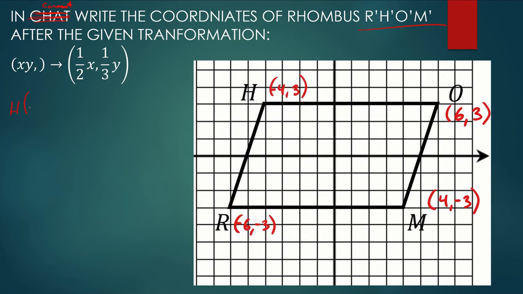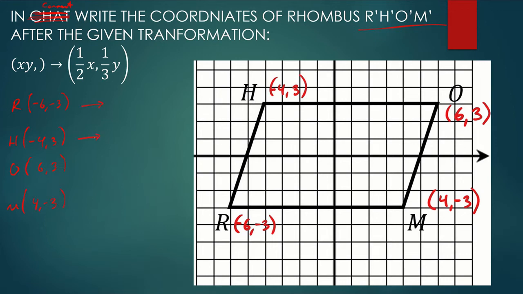Alright, so I hope you actually paused it. So what I'm going to do here is rewrite each one of these vertices over, starting with R, which is at -6, -3. Then we have H, which is at -4, 3. O is at 6, 3, and M is at 4, -3.